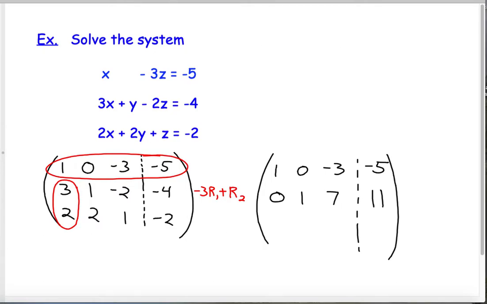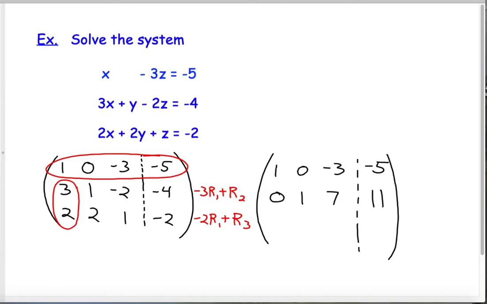So now let me do the same thing with the third row. I'd like the first number in the third row to also be 0. So this time I want to take a copy of the first row and multiply it by negative 2. And then I'll add that to the third row.